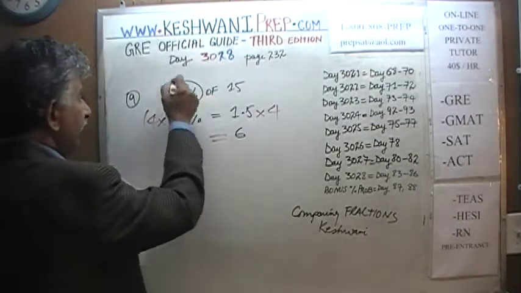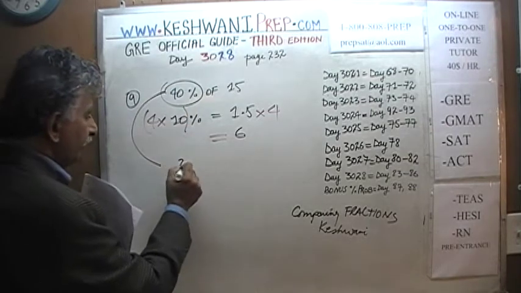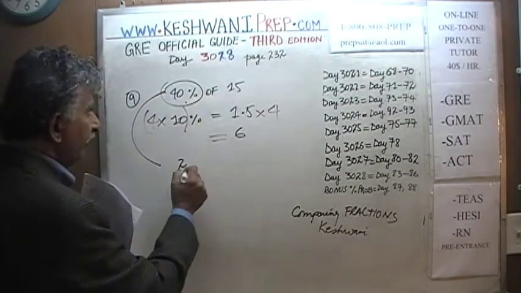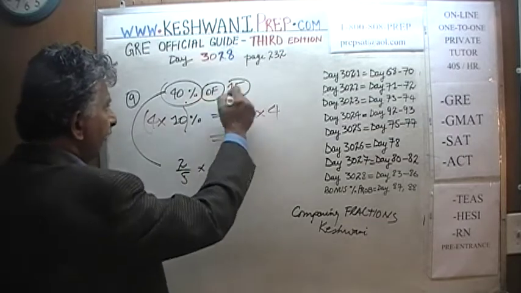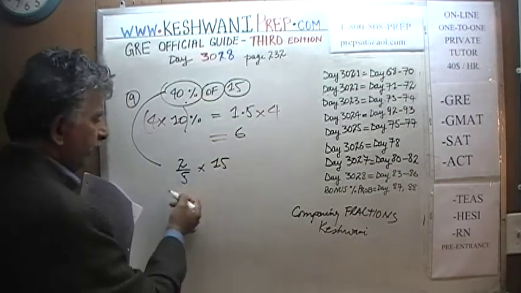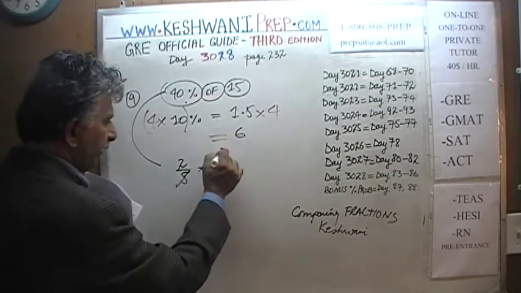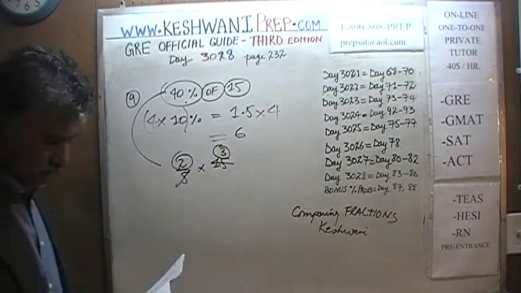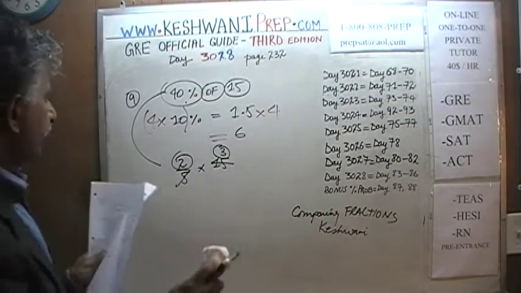Another way we could have done it is to realize that 40% is 2/5. 40% means 2/5. Of means times 15. Divide top and bottom by 5. 5 goes away. 15 becomes 3. And 3 times 2 is 6. Do you understand? Very straightforward.